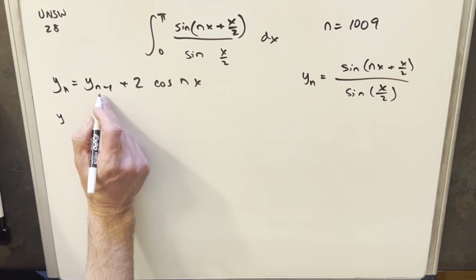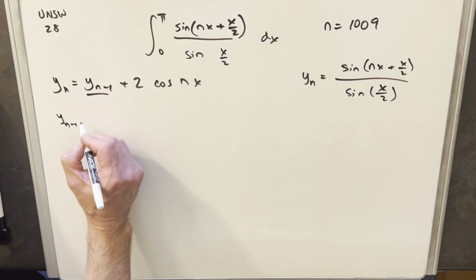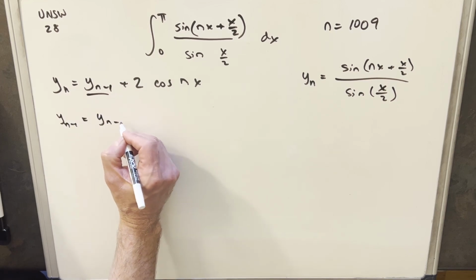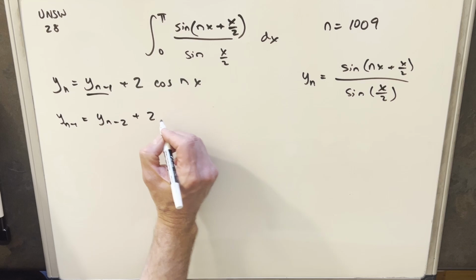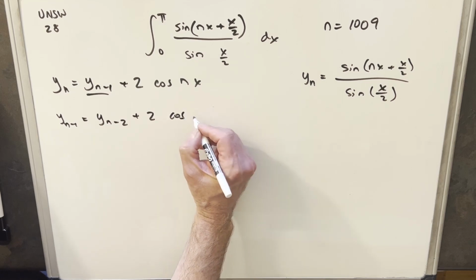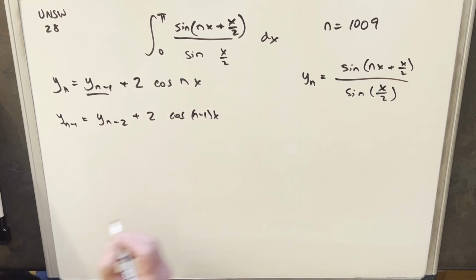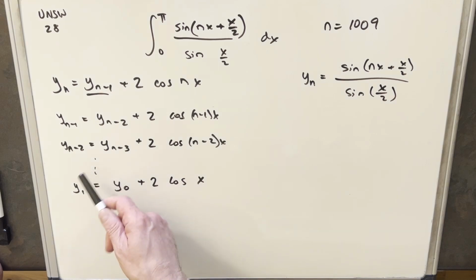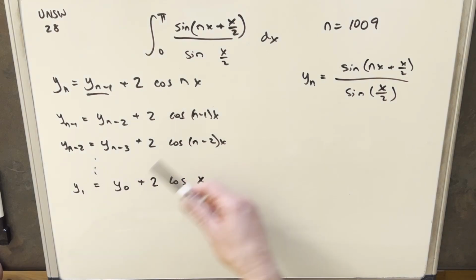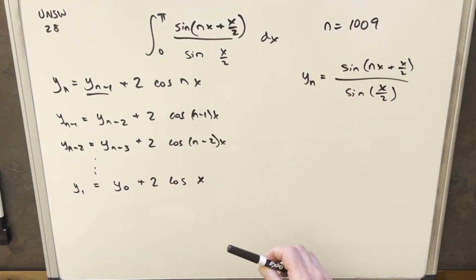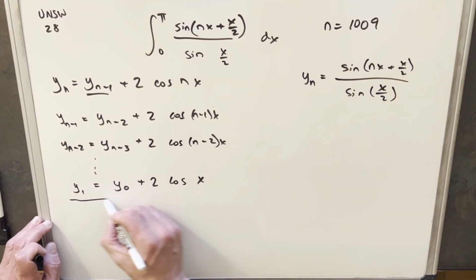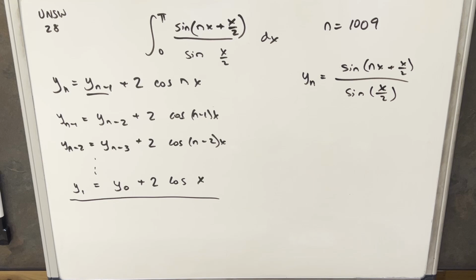So again, if we want the expression for y sub n minus 1, well, that's just going to be y sub n minus 2 plus 2 cosine n minus 1 of x. And of course, we could just repeat this over and over and over again. In this case, 1009 times, but it doesn't really matter how many times, and we can get some kind of expression for this. So we can put all this together and get ourselves a nicer expression for y sub n.